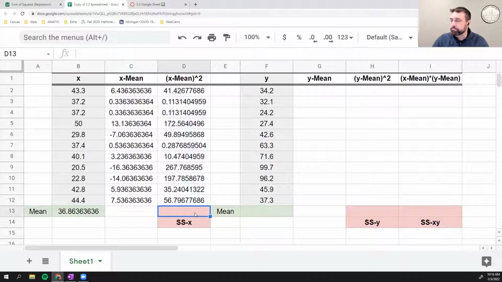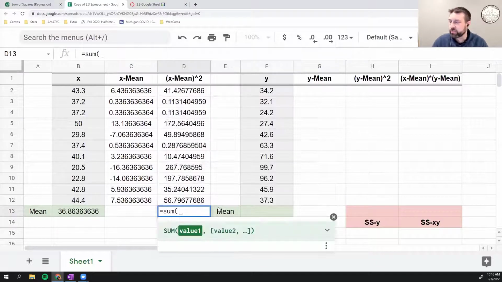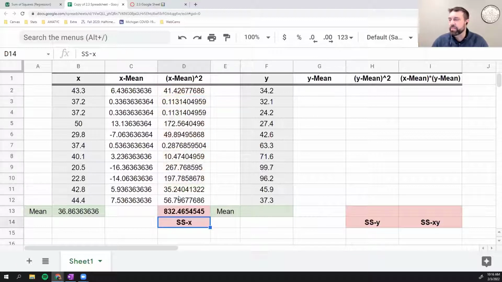And now I'm going to add them up. I want the sum of the squares. So I'm going to say equals sum, and highlight this data. And there is the sum of the squares for my X coordinate. Okay, so here's the mean, and here is the sum of the squares of the residuals.